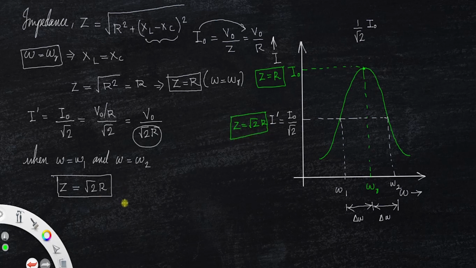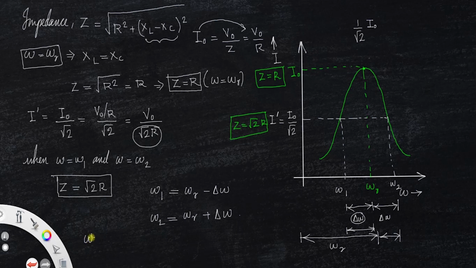Clear? Also, omega 1 is equal to omega R minus delta omega. See, this whole length is omega R and this length is delta omega, so omega 1 will be omega R minus delta omega. Also omega 2 is actually omega R up to this length, then you should add this delta omega. Clear? So omega R plus delta omega.